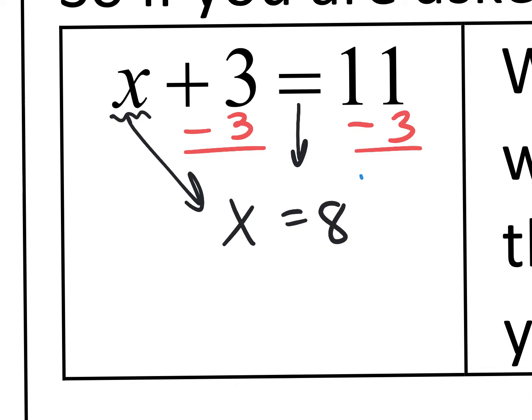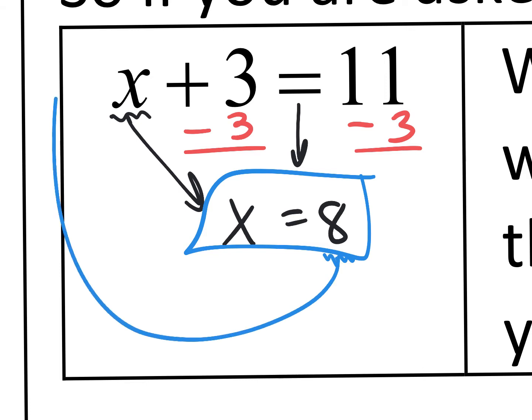So x equals 8 is the answer. If you wanted to double check that, you could take the value of 8, plug it in right there. 8 plus 3, it really is 11. Double checked it.